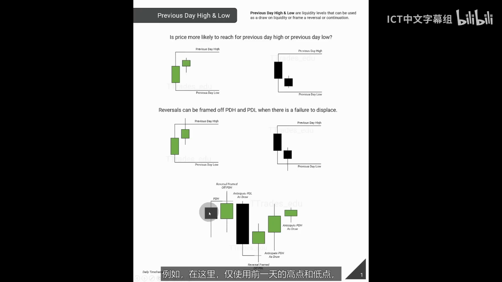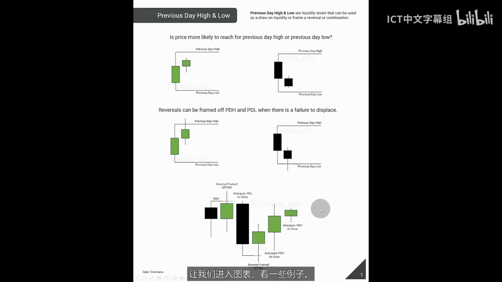So for example here, just using previous day highs and lows, we have our previous day high. A reversal is framed off a previous day high. From here, since we close back in, I'm expecting price to reach for previous day low. As shown here, we reach for this previous day low. The next day, a reversal is framed off of this previous day low, as it cannot displace below. Now from here, I'd expect the next day to reach for this previous day high, and continue to reach for previous day high until a draw on liquidity is met.